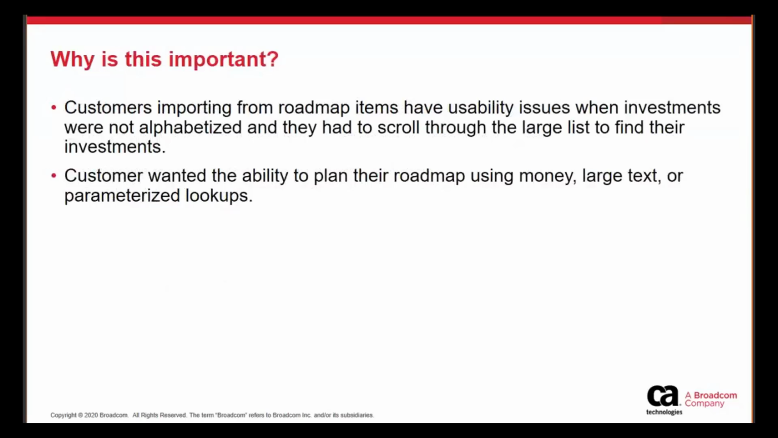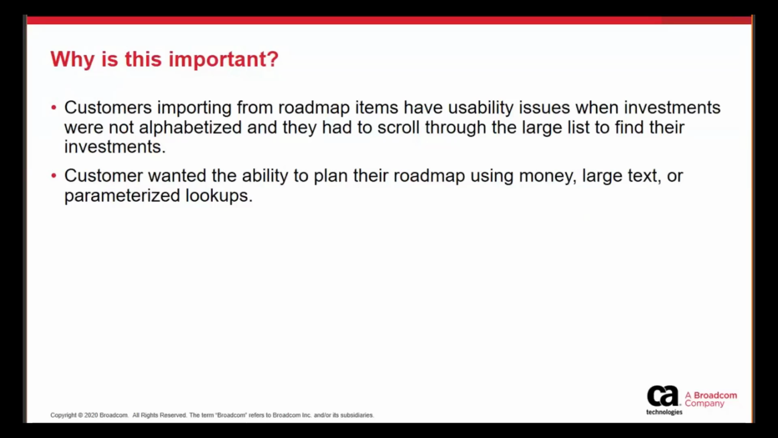So why is this important? Customers importing the roadmap items had usability issues because investments were not alphabetized, and they had to scroll through the list. We had several customers with a large number of investment types who had to scroll through all of those to find the specific one they were looking for. Having it alphabetized makes it easier for our users to find them and include them in their roadmap.